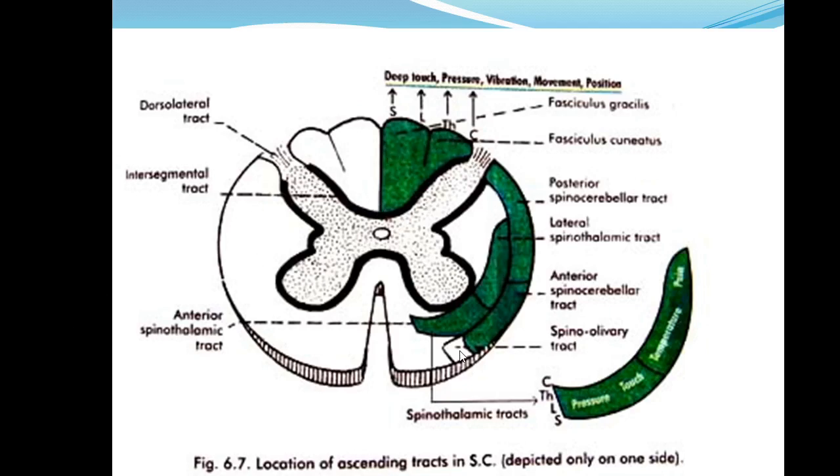This transverse section of the spinal cord shows the sensory tracts, that is the fasciculus gracilis and fasciculus cuneatus in the posterior funiculus. Then in the lateral funiculus, you see the anterior and posterior spinocerebellar tract, then anterior spinothalamic and lateral spinothalamic tract.